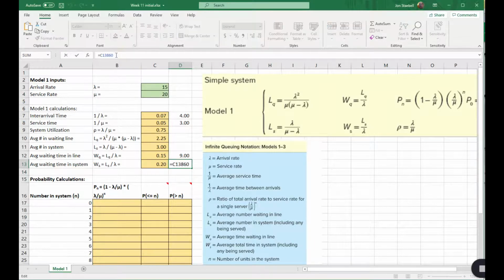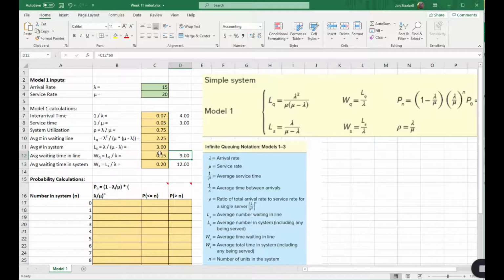Forgot to hold the shift key there. So what we're saying here is customers are arriving on average every 4 minutes. It takes on average 3 minutes to process them. The average time waiting in line, 9 minutes. And the average total time in the system between waiting and being processed, 12 minutes. So that's the first part of our calculations here.